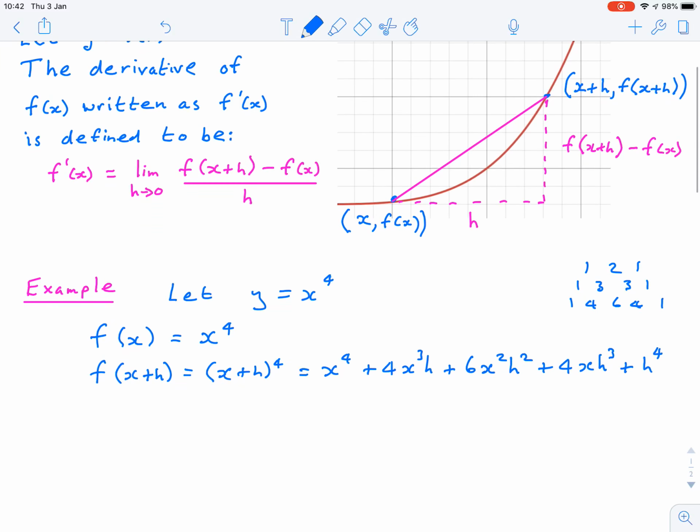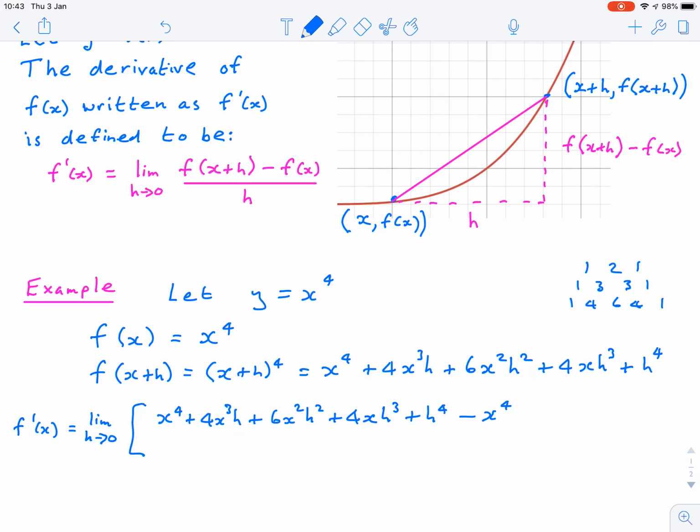So now I'm in a position to find the derivative. I can say that f'(x) is equal to the limit as h tends to 0, and we'll keep this in a square bracket. It's f(x + h), which is x to the 4 plus 4x cubed h plus 6x squared h squared plus 4xh cubed plus h to the 4. Right, that's f(x + h). Now I need to subtract f(x), which is x to the 4. And then finally I need to divide that by h. That's the gradient of the chord, and as h tends to 0 it will approach the gradient of the tangent.